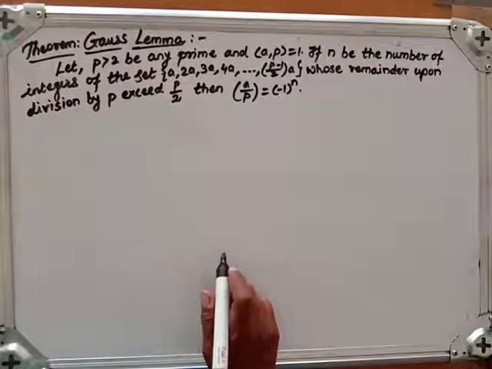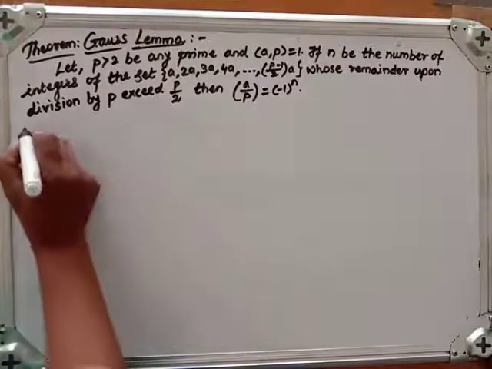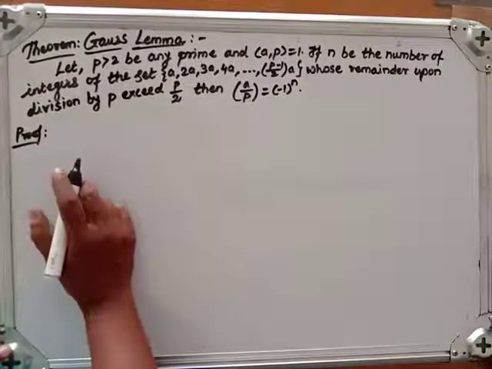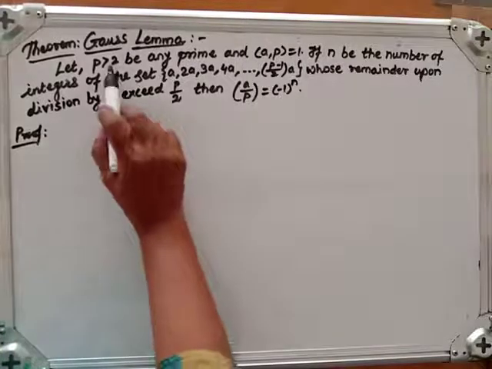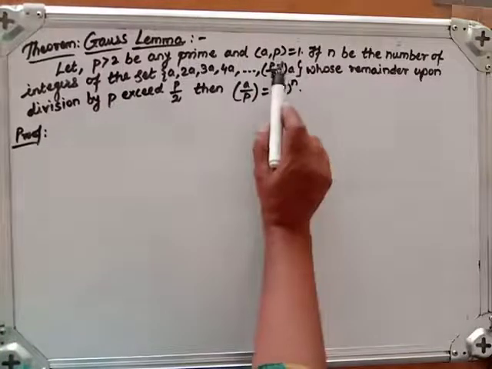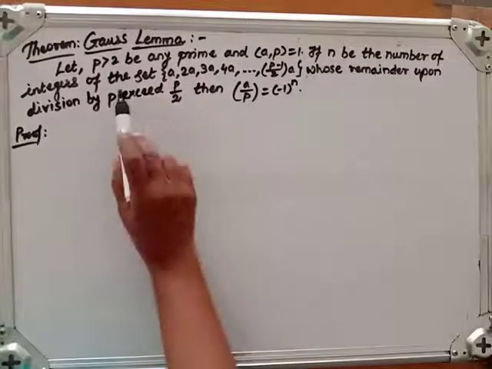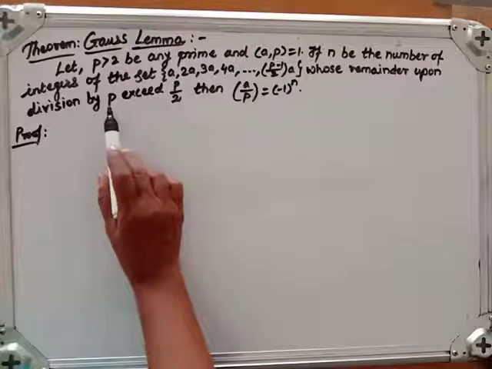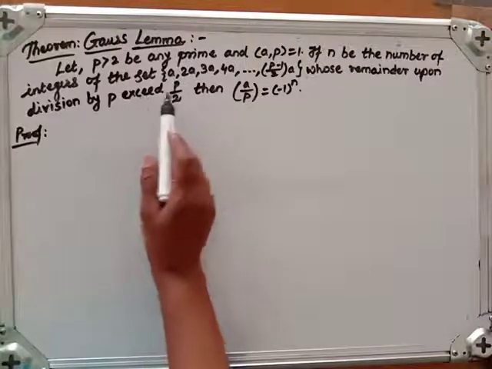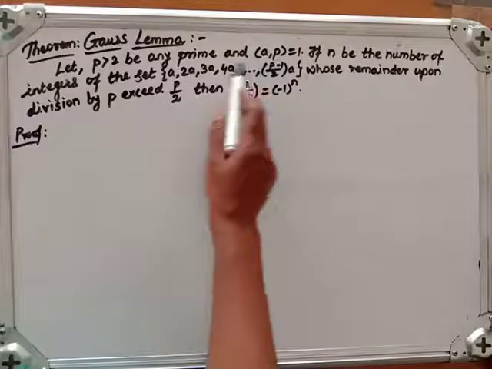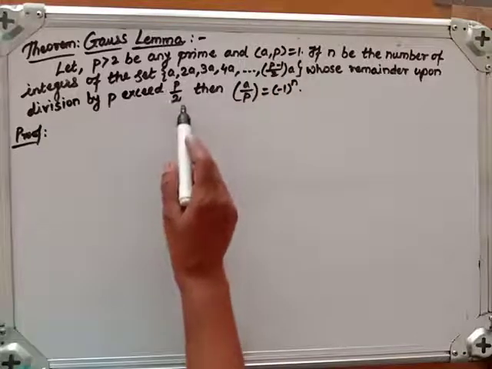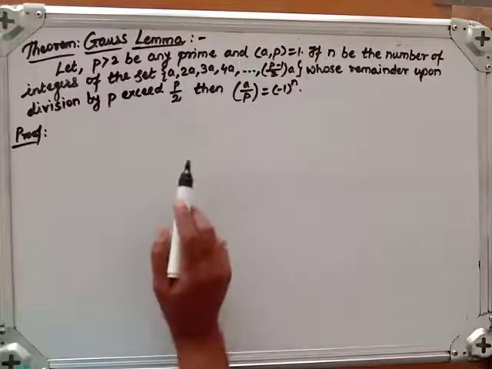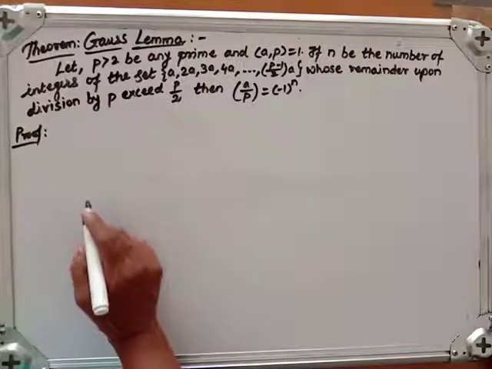So now let's see the proof of this. What is given here? We have p strictly greater than 2, a prime number. a and p are relatively prime. n is the number of integers of the set, these are the remainders on division by p, that exceed p by 2. Then the Legendre symbol of a over p is minus 1 raised to n.